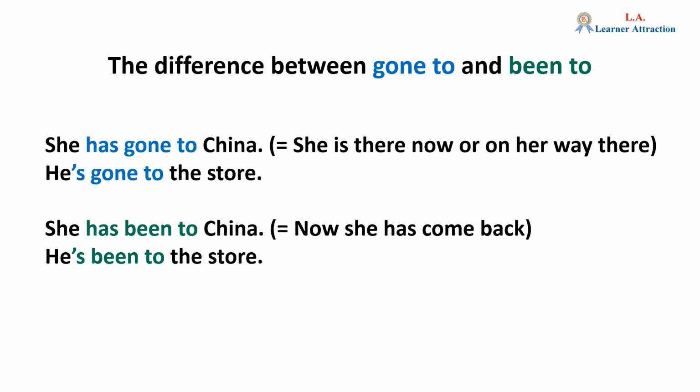The difference between "gone to" and "been to." She has gone to China means she is there now, or on her way there. He's gone to the store. She has been to China means now she has come back. He's been to the store.